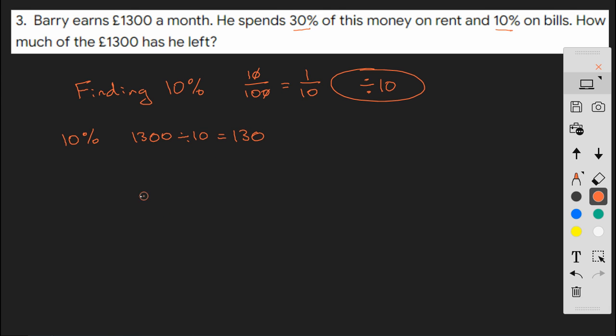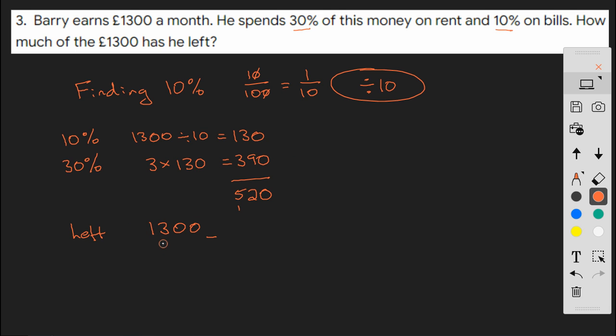If you need help with that, speak to your maths teacher. Now 30% is going to be 3 of these, so that's 3 lots of 130, which is 390. So what we're asked to do is find out how much we have left. So let's add those two up. 0, 9 and 3 is 2, carry 1, 3, 4, 5. So we now need to see how much is left.